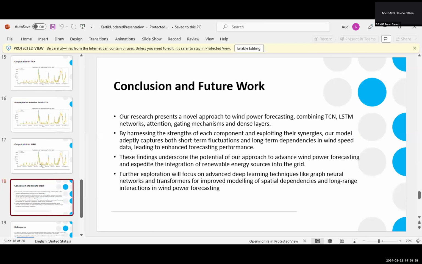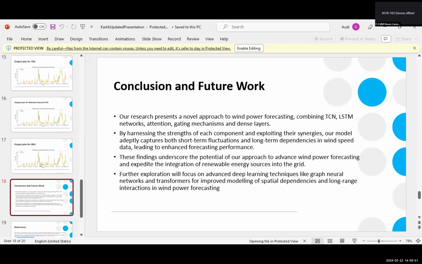So coming to the conclusion, our research presents a novel hybrid approach for predicting wind power. By harnessing the strengths of each component, our model captures both short-term and long-term dependencies in wind power data, leading to enhanced performance. These findings underscore the potential of this approach for advanced wind power forecasting and expedite the integration of renewable energy sources into the grid.